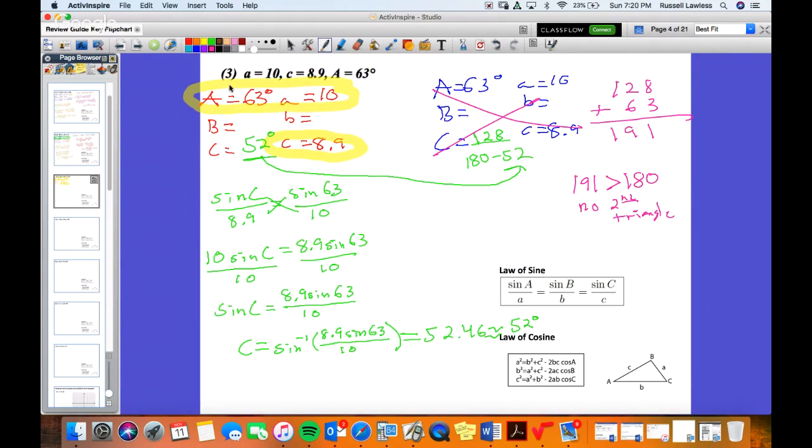By finish the rest of this, we still have to complete and solve this final triangle. So we'll do 180 minus 63 minus 52. That gives us 65 degrees.